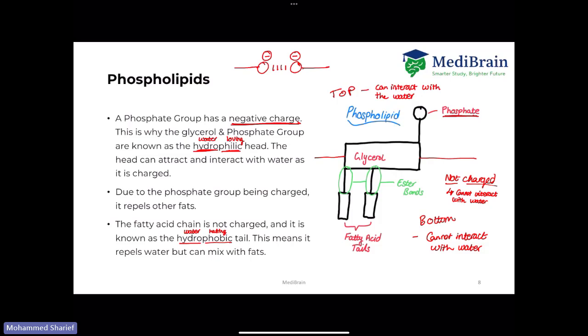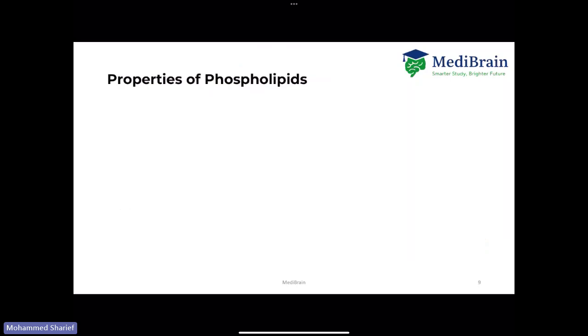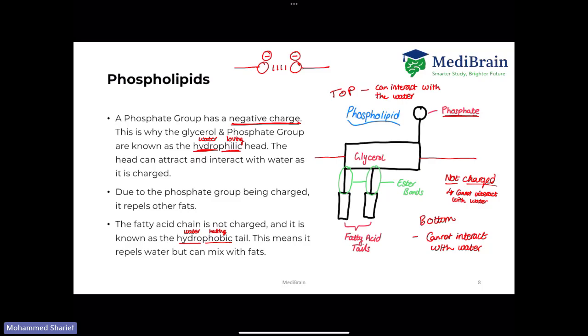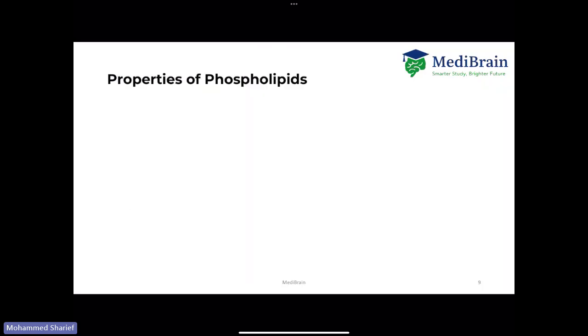Okay, and that's basically phospholipids. So we've looked at phospholipids. We had a bit of an introduction onto what it has and why it has those components. We're now going to move on to the properties of phospholipids. If I'm going too fast, guys, please do let me know. And if you do have any questions, please do let me know in the Q&A. I'll be happy to answer them.